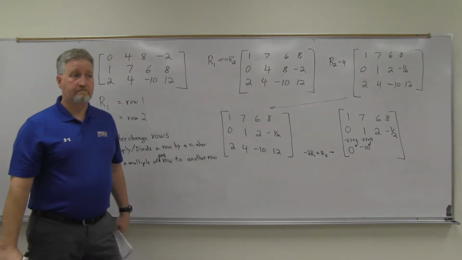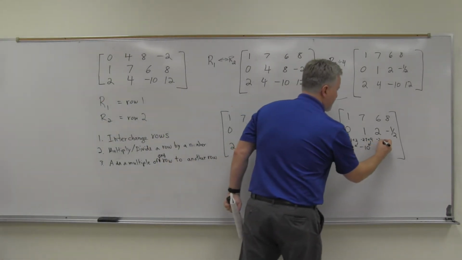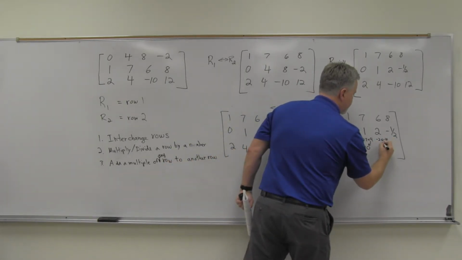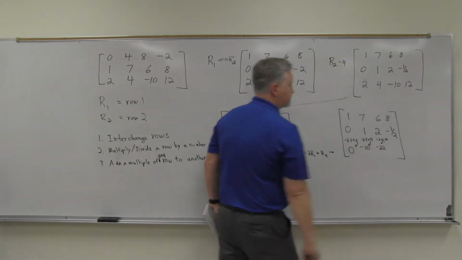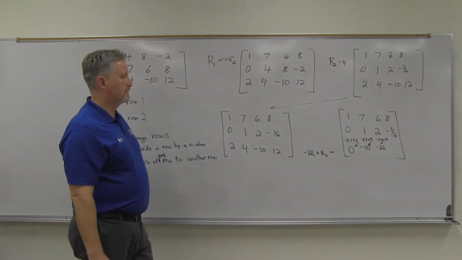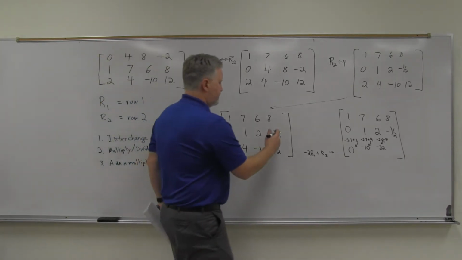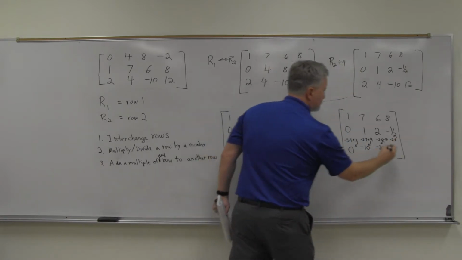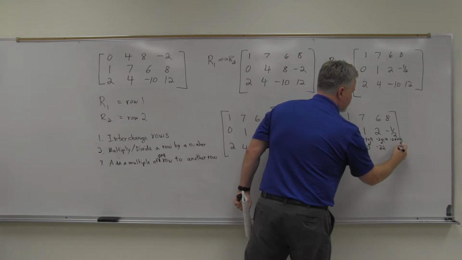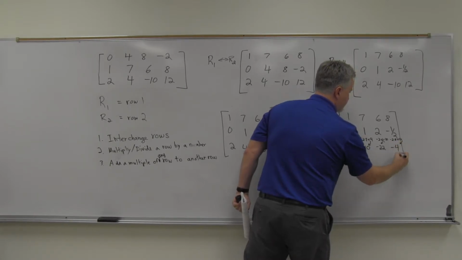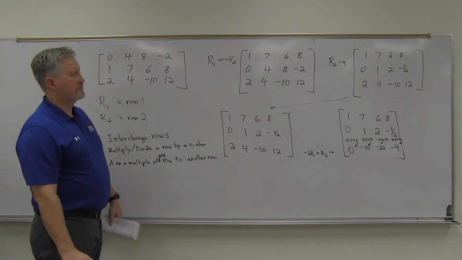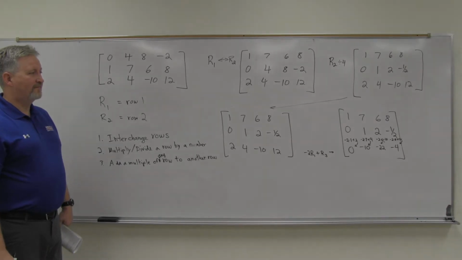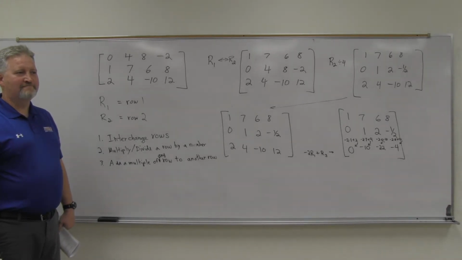With me? All right, so now negative 2 times 6 plus, actually minus 10 goes here. So that'd be negative 22. And then negative 2 times 8, add 12. Plus 12. That goes here. So that's negative 16 plus 12, that's negative 4. All right? We'll do one more? Okay.